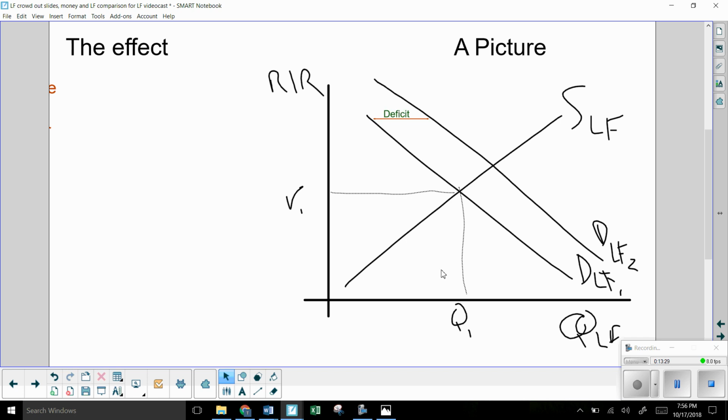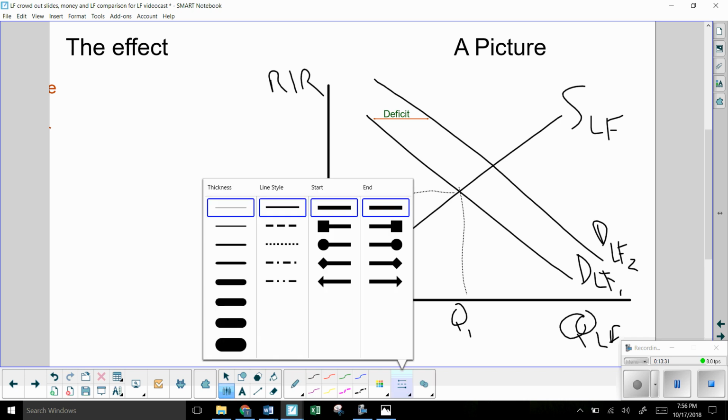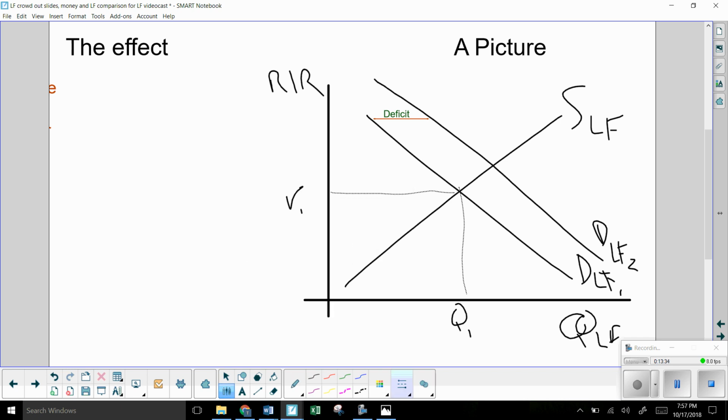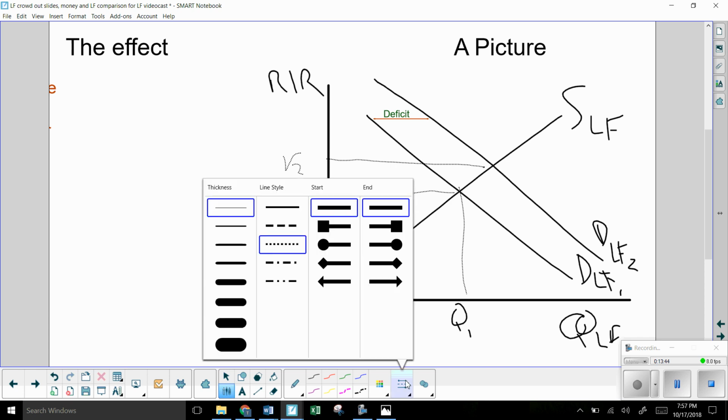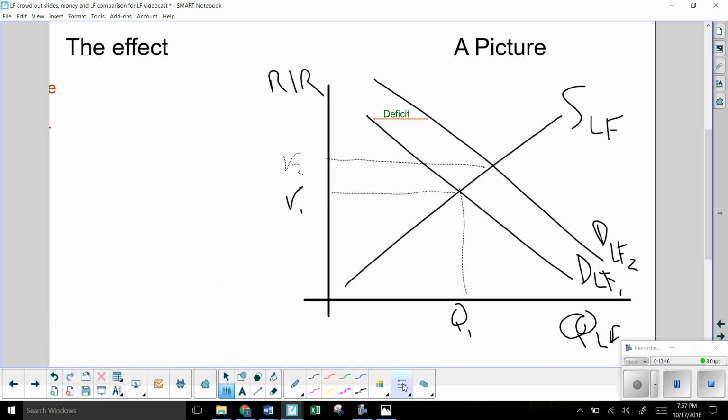I think we can pretty much tell what happened here, because we can see the new higher demand curve intersecting with the supply curve, we now have a higher R2. And we'll go ahead and show that that caused an increase in the interest rate. R1 increased, now it's at R2. Okay. Well, what happened to quantity?